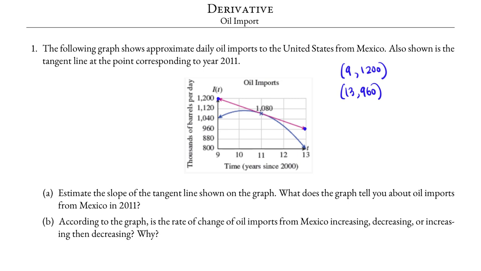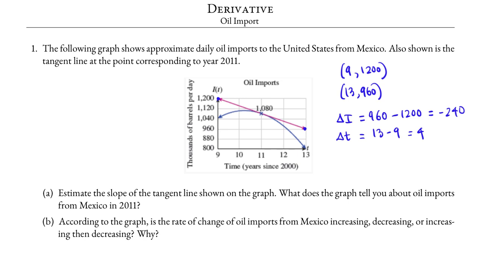The average rate of change is the change in the outputs over the change in the inputs. And so the change in the output, or the change in the oil imports here, is the ending amount 960 minus the beginning amount, which is 1200. And this will give us minus 240. Don't forget the negative sign. The change in the input, or the change in time, is 13 minus 9, which is 4.